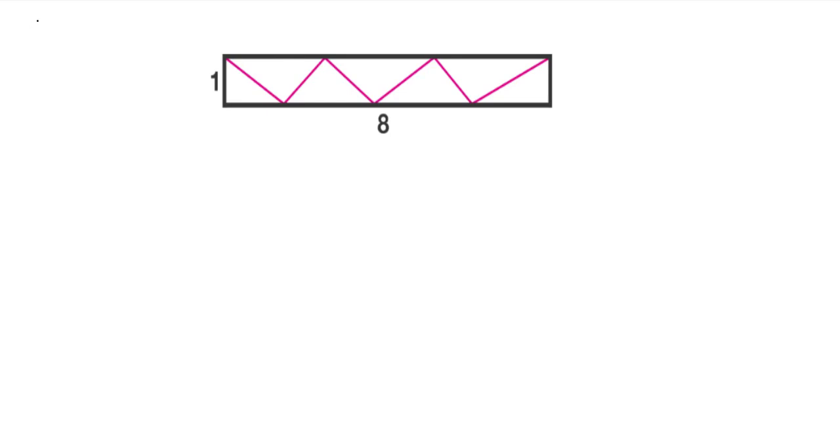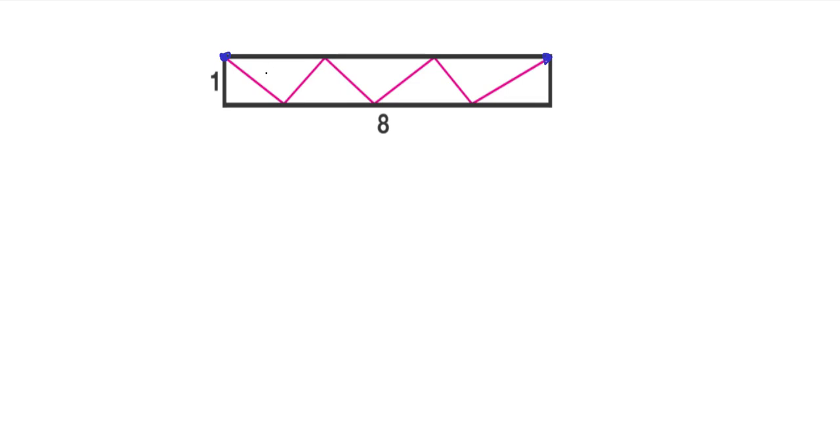Hello everybody. In this video I'm going to be going over this problem. So we have a 1 by 8 rectangle and we have these 6 purple or pink segments and they are basically zigzagging from one side of the rectangle to another. And so you start up here at this top left vertex of the rectangle and you zigzag 6 times until you get to the top right.